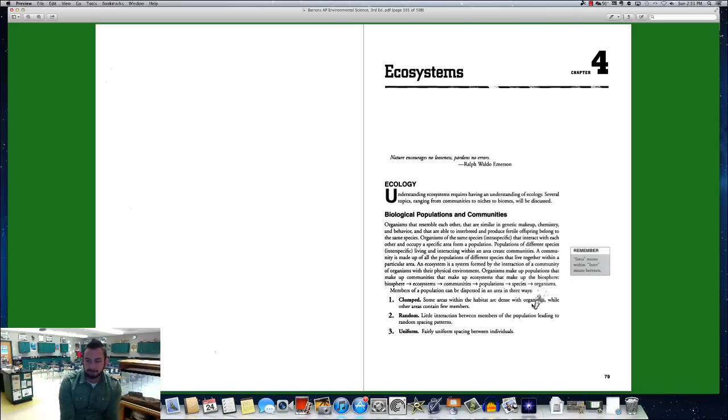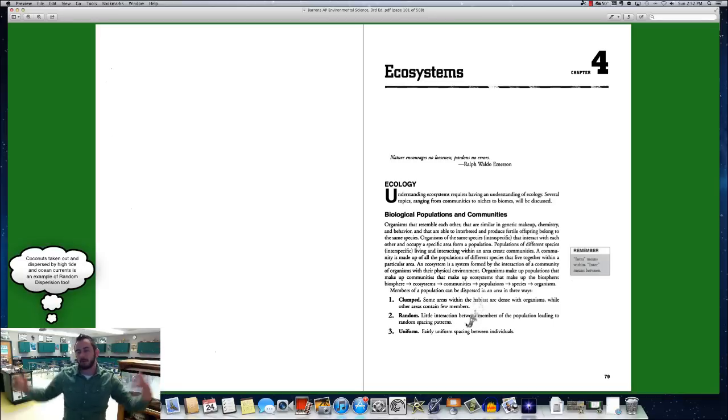Another one is random, where little interactions between members of the population lead to random spacing patterns. This usually occurs in habitats where environmental conditions and resources are very consistent. This pattern of dispersion is characterized by a lack of any strong social interactions, like dandelion seeds being dispersed by wind. Wherever the wind takes it, it's going to go. So that's the random dispersion method. Same thing with maple trees and their little helicopter seeds. As far as the wind blows them, that's wherever they land.